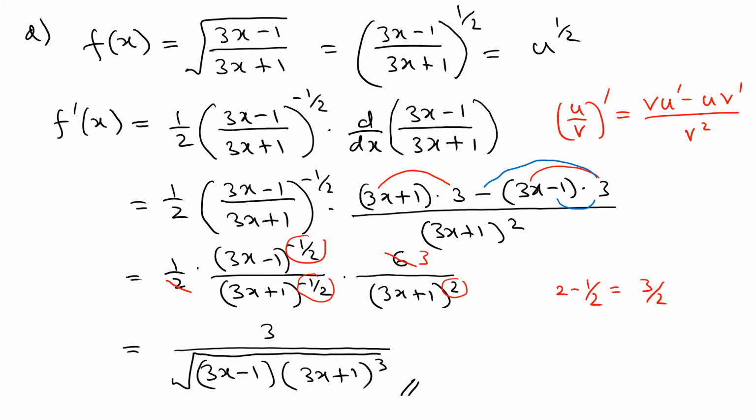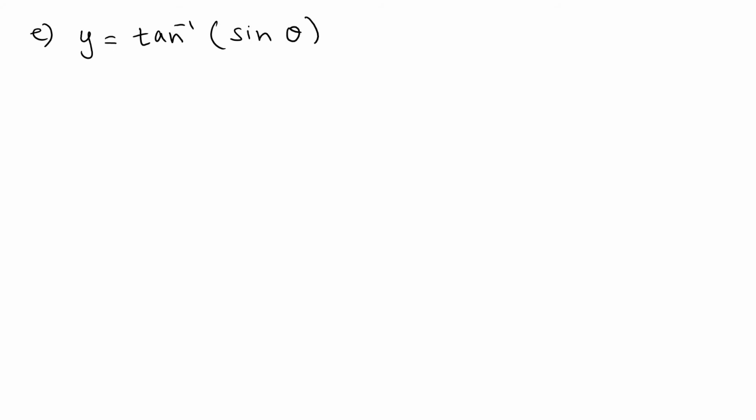As the next one we have y equal tan inverse sine theta. So we have an inverse function here. So let's recall the derivative. We know the derivative of tan inverse, or the arctan, is simply 1 over 1 plus x squared.